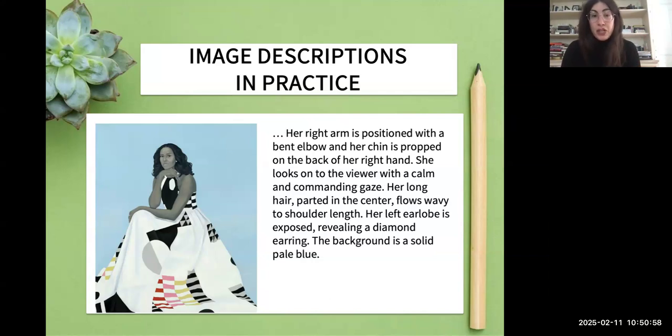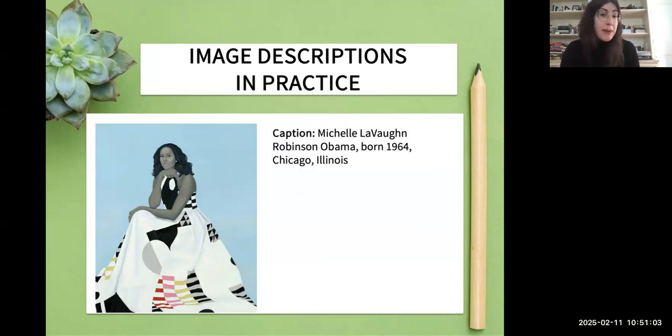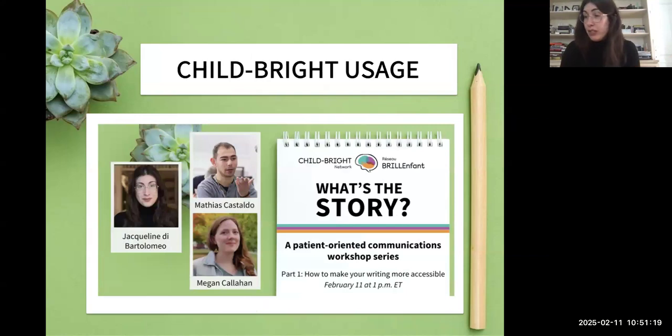Let's see, this is the continuation of the long description. And then finally the caption, which would appear, let's say if I were putting this image on our website. It would say Michelle LaVaughn Robinson Obama, born 1964, Chicago, Illinois. So you see, these are 3 different ways of describing the same image. In the Child Bright context, this might look something like this.